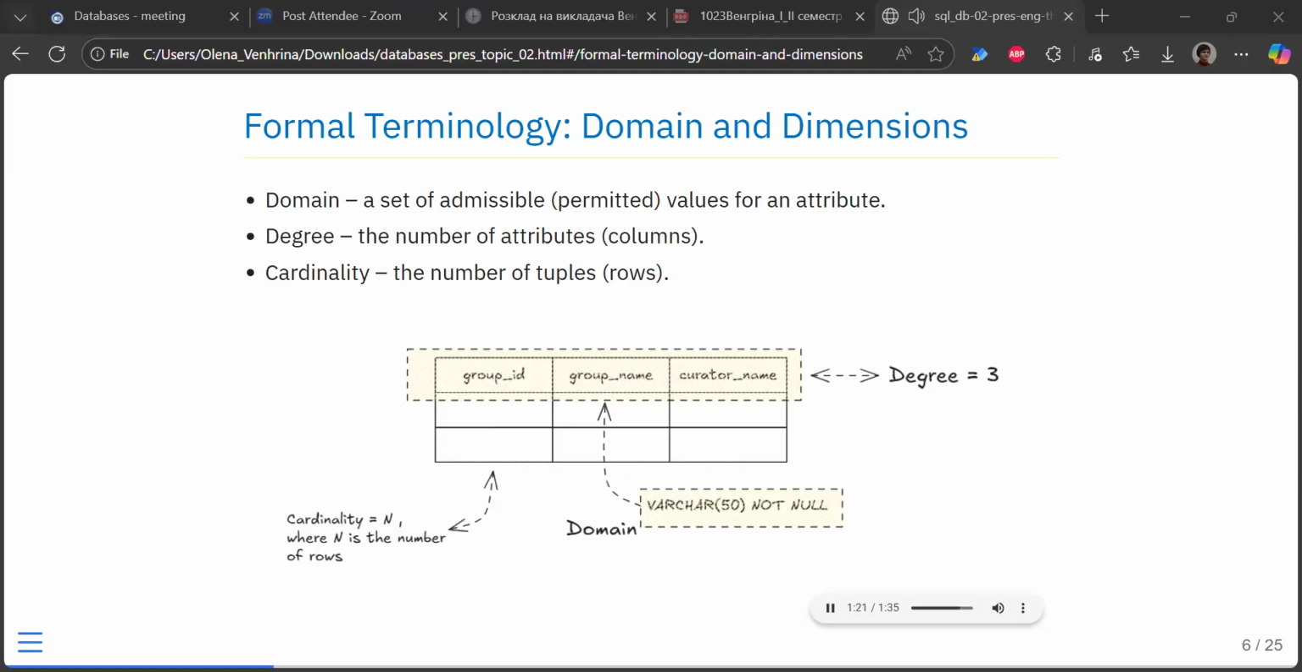Thus, we have finished forming our formal vocabulary. We know all the components and their properties. Now we are ready for the main part of the lecture, the algorithm that explains how to build a working schema from these components that reflects our ER diagram.